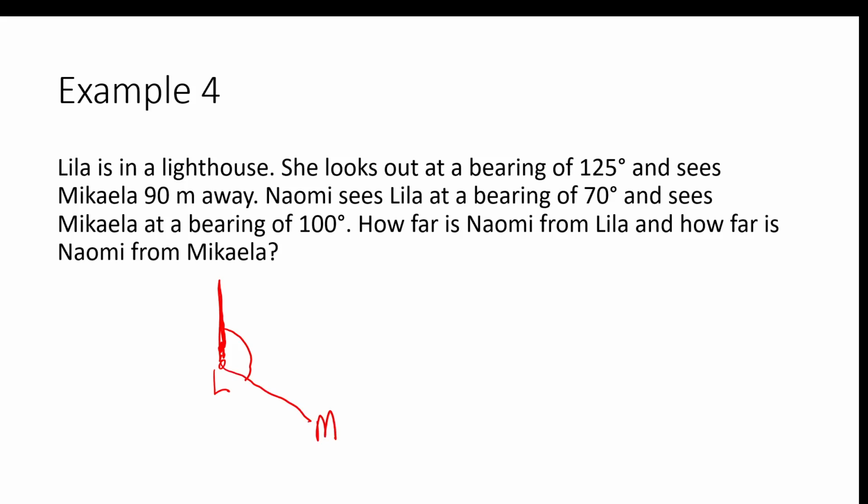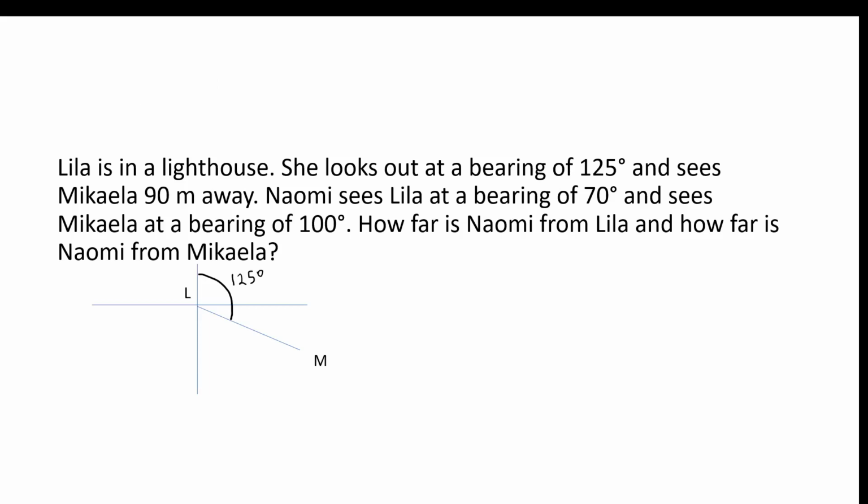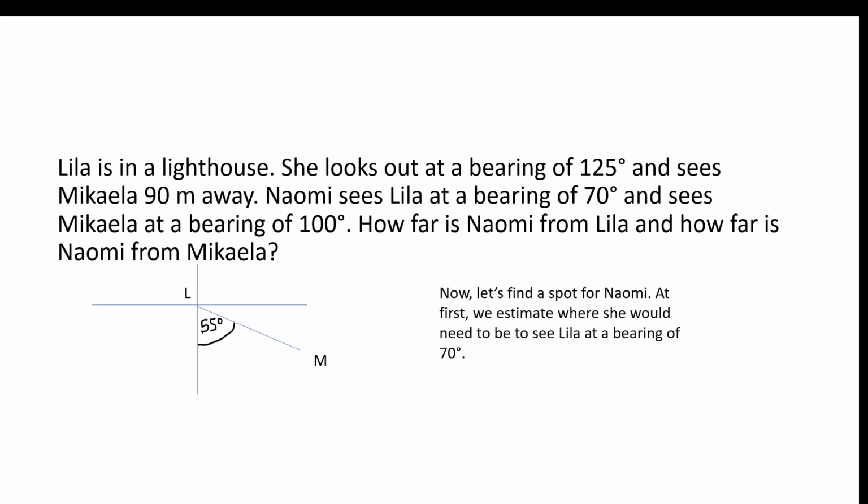Naomi sees Lila at a bearing of 70 degrees and sees Michaela at a bearing of 100 degrees. So it's going to get a little complicated, but we can handle it. So watch this. There's Lila looking out at 125 degrees at Michaela. So that means there's a 35-degree angle there, and a 55-degree angle here.